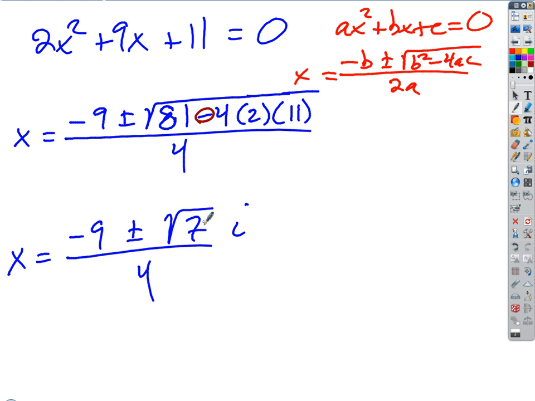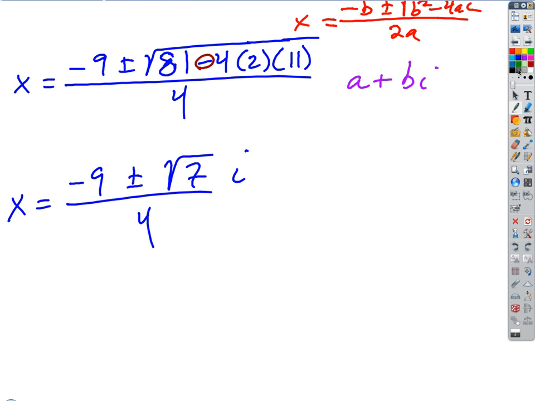Now, it does want us to write this complex number in standard form. It wants us to write it as a plus bi, that form. So what would I do? Split that fraction. Yeah, split it up. All we do is split that fraction up, right? So we end up with negative 9/4 plus or minus the square root of 7/4 i, right?